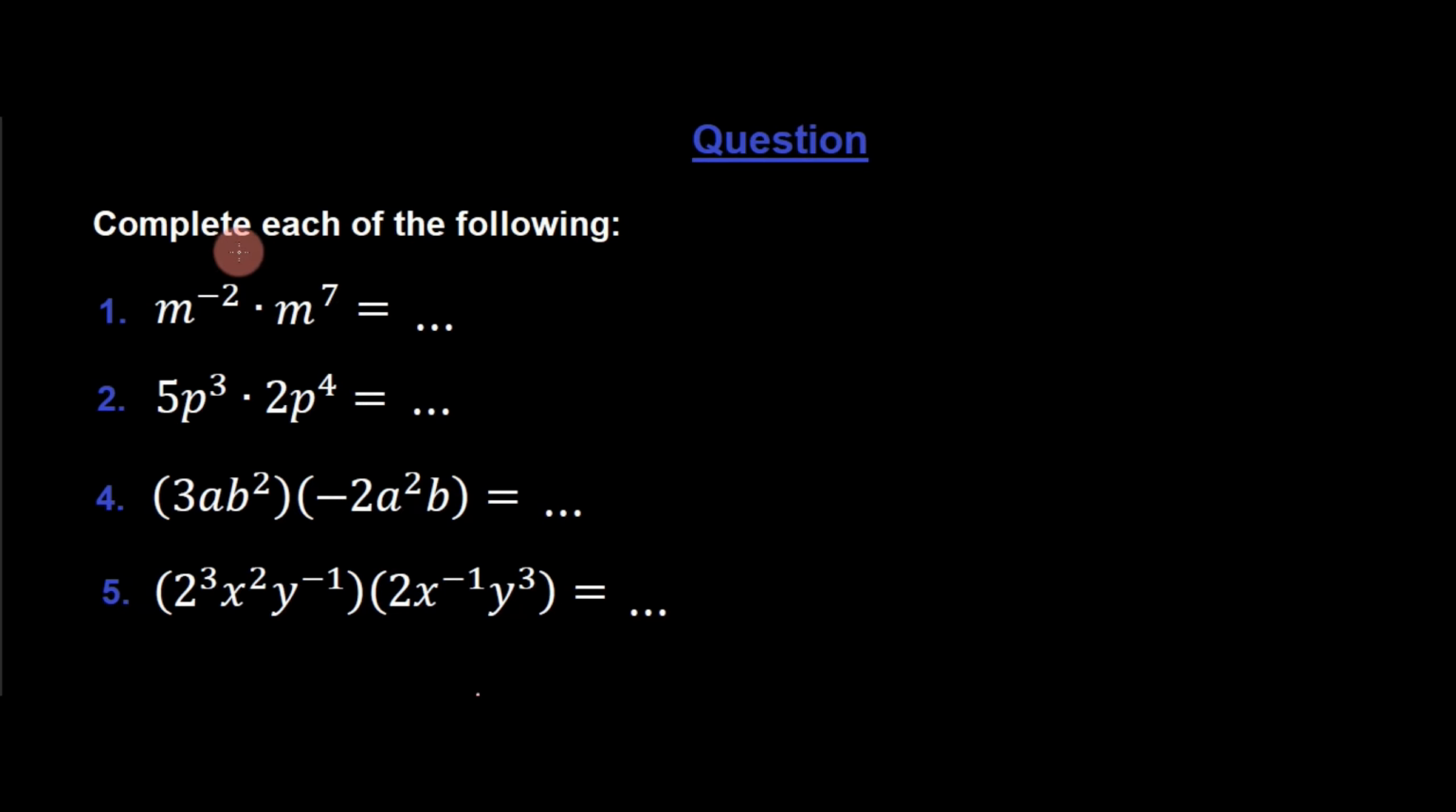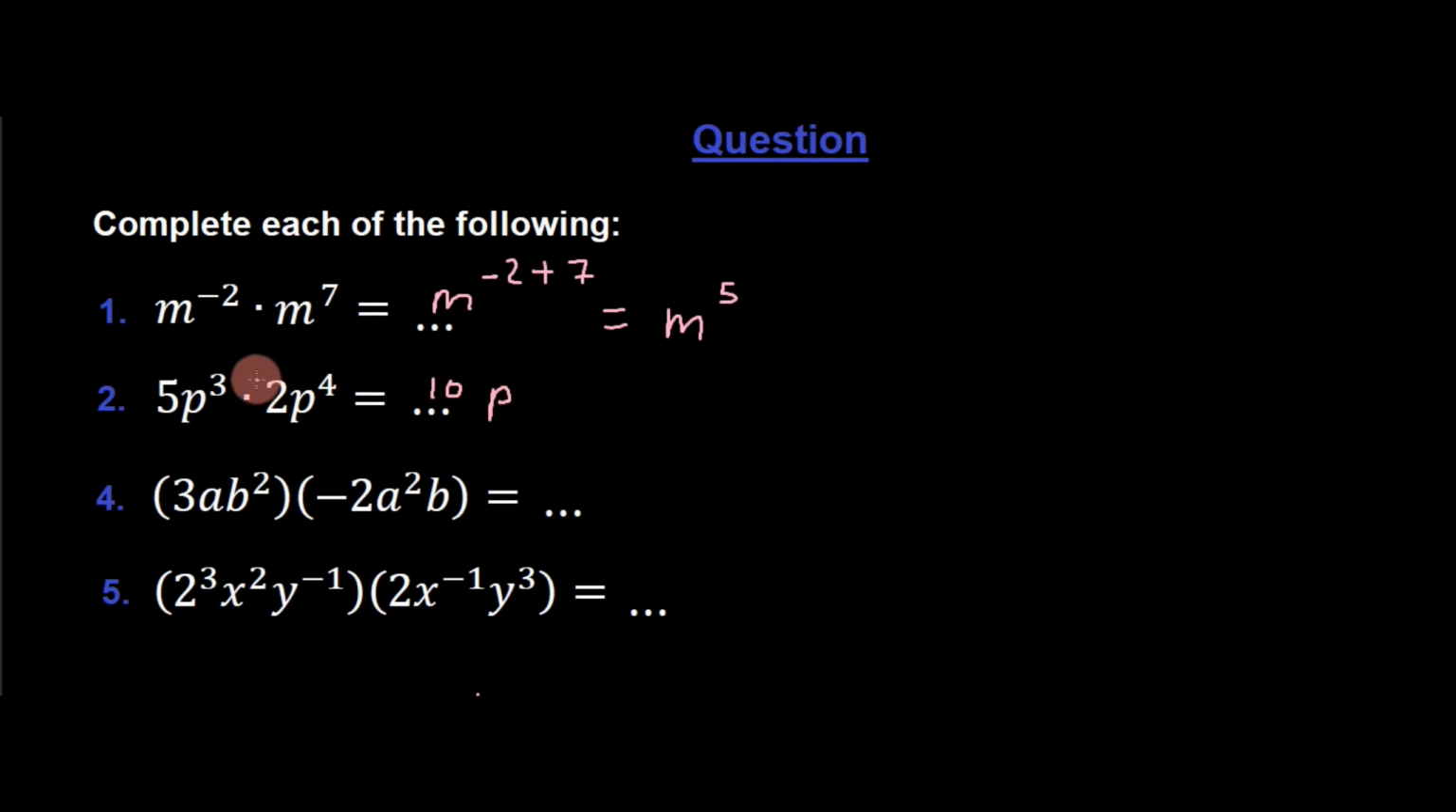It says, complete each of the following, and in number 1 we have m to the minus 2 times m to the 7. Because the bases are the same, we can add the powers. So it's going to be m to the minus 2 plus 7. And of course, minus 2 plus 7 is 5. So it's m to the 5. Here we can multiply the numbers. 5 times 2 is 10.